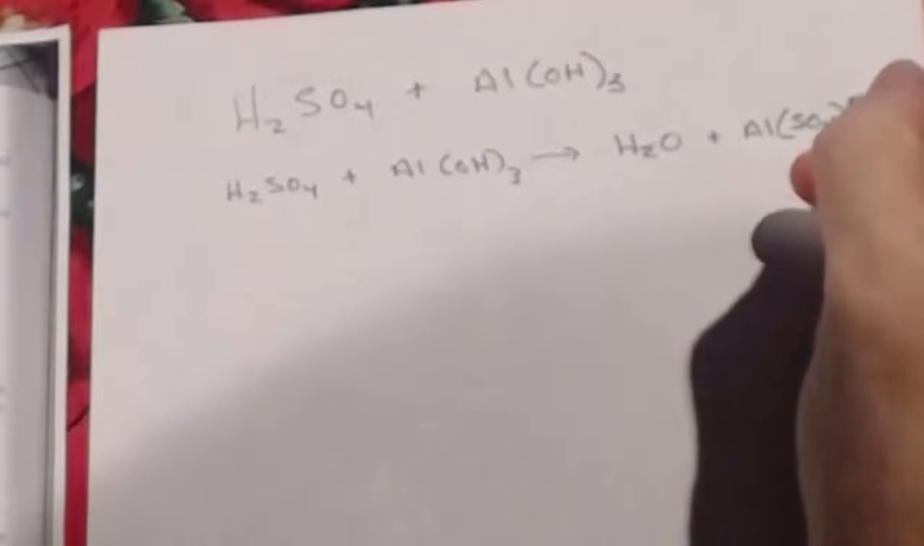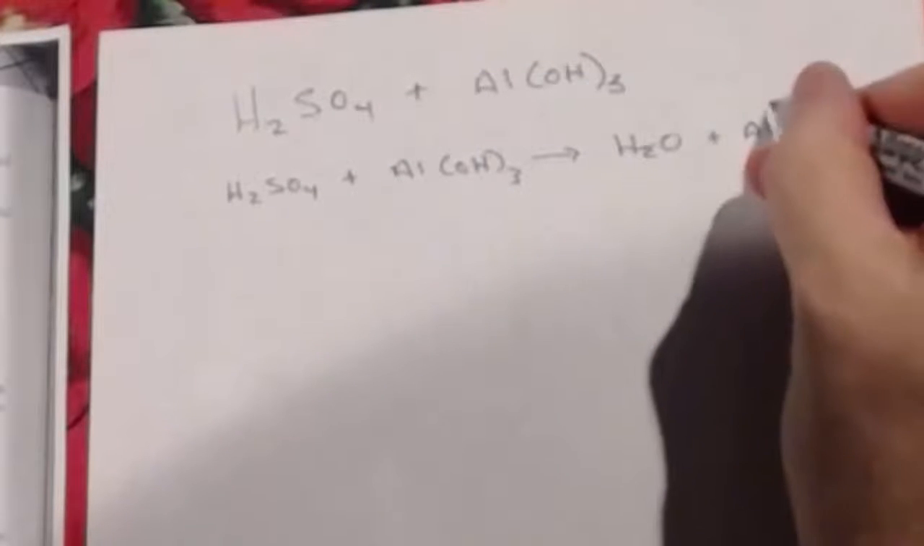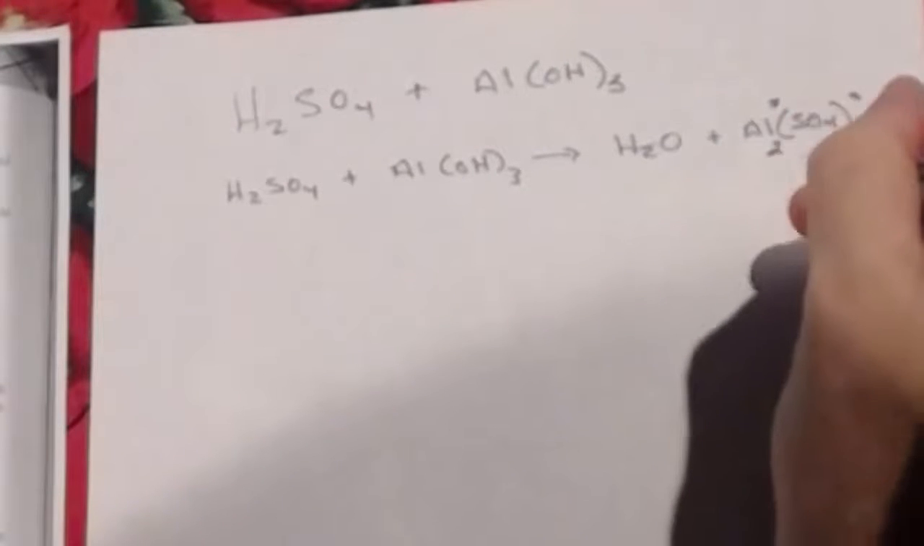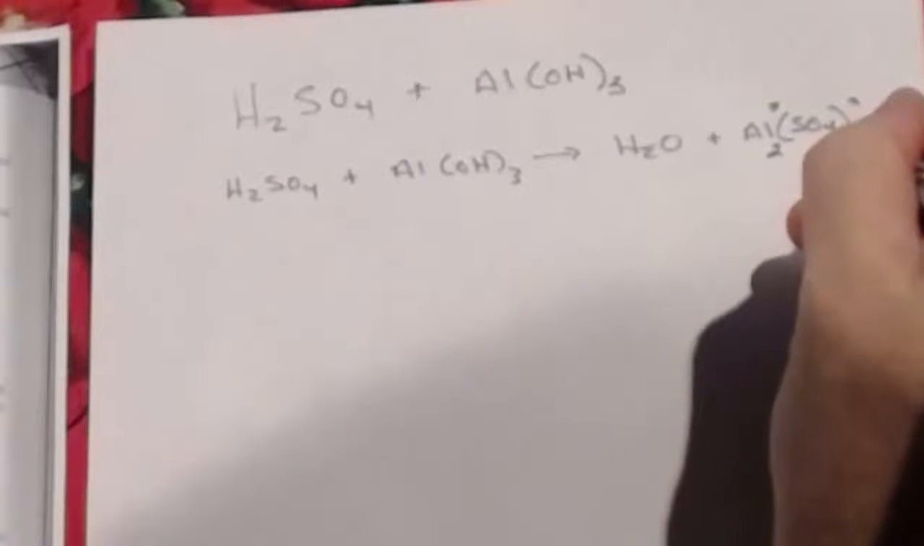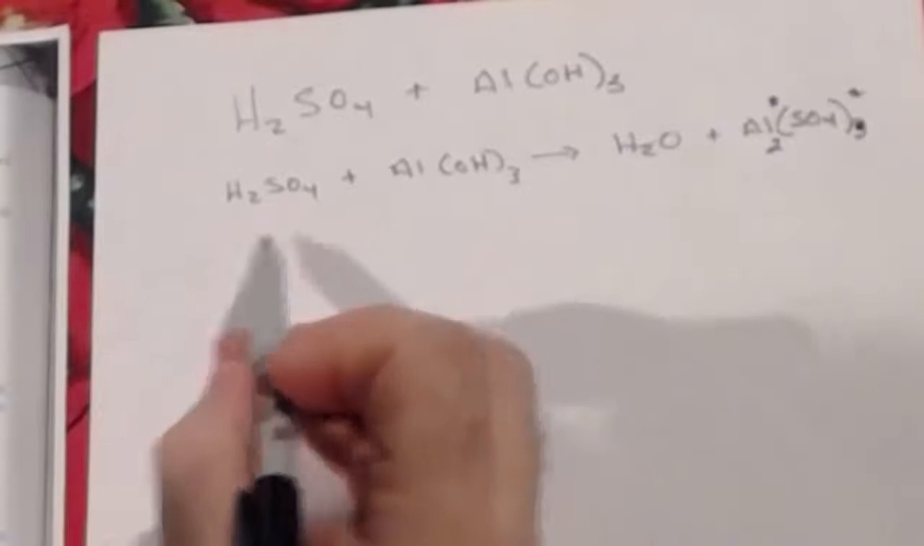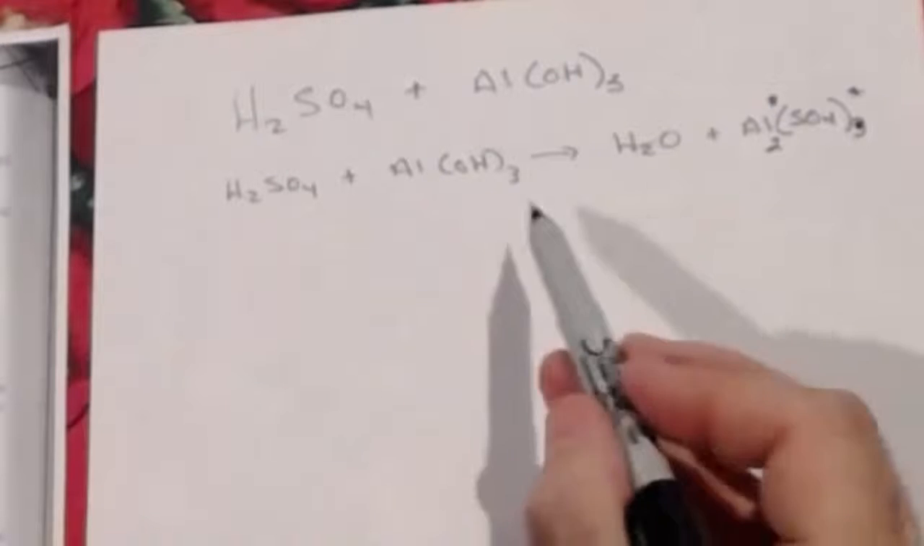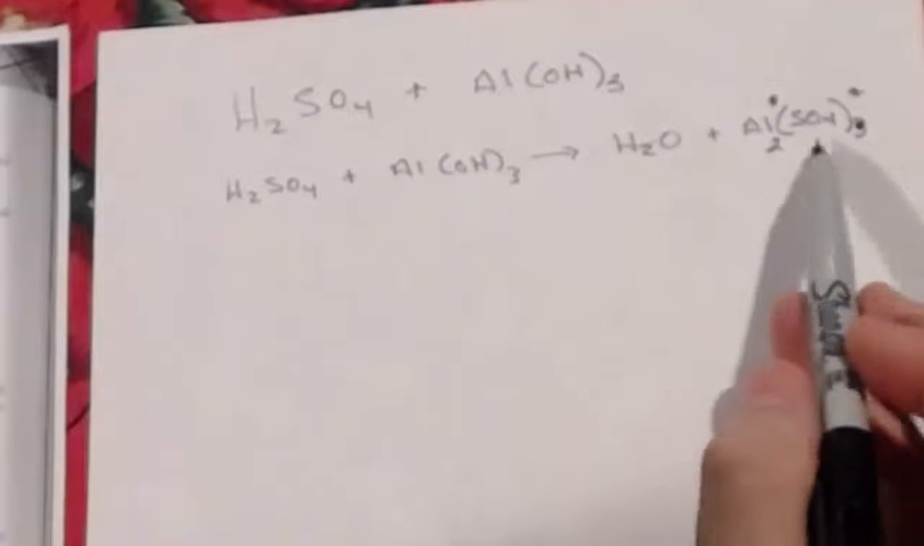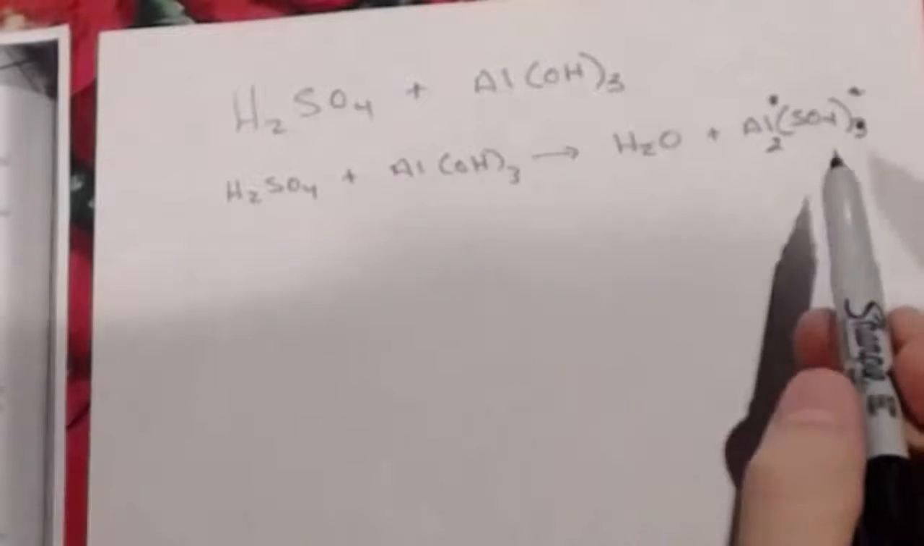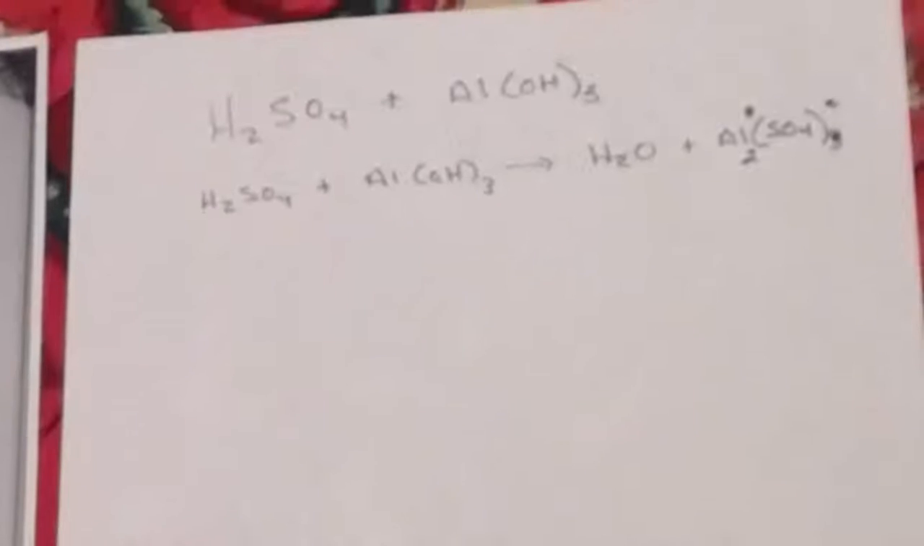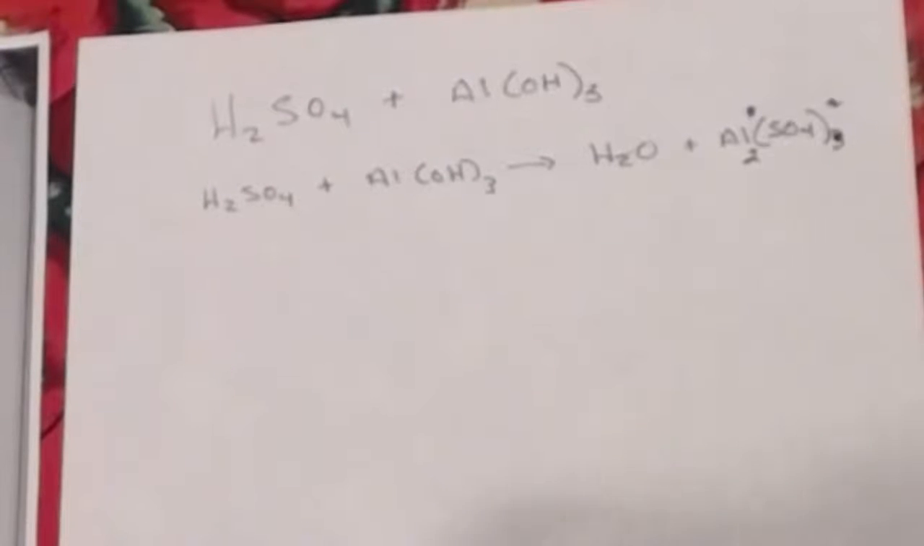So how do we create a molecule from those 2 different pieces of information? Well, if we know that the sulfate is a 2 negative and the aluminum is a 3 positive, we just cross the superscripts and make them subscripts. It becomes Al2(SO4)3. So H2SO4 plus Al(OH)3 reacts to produce H2O plus Al2(SO4)3. Question is, is that now balanced? And it's not. So what do we do?